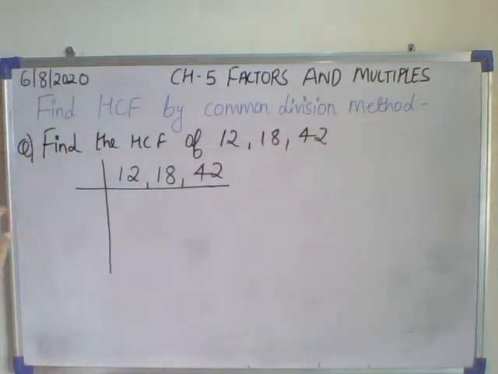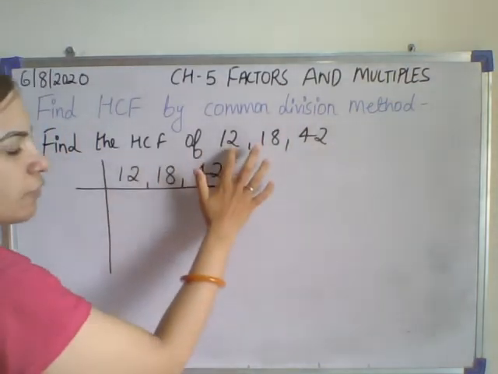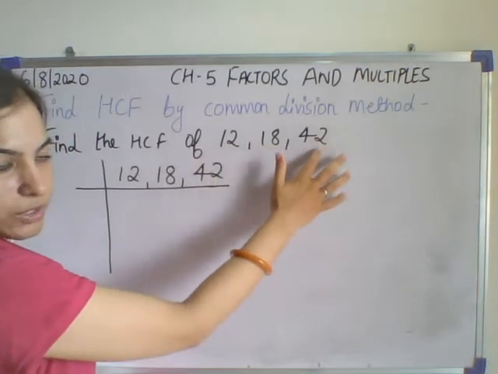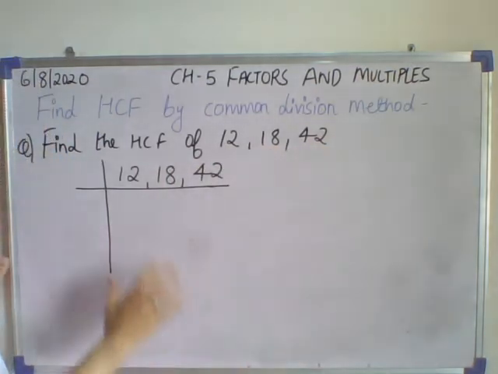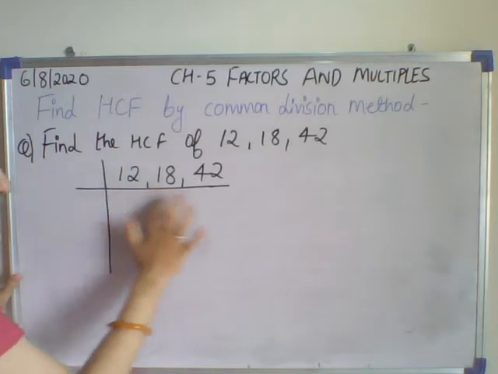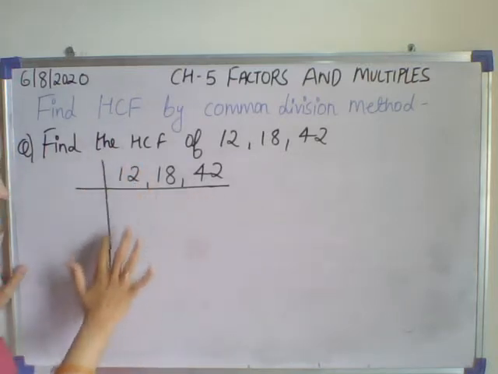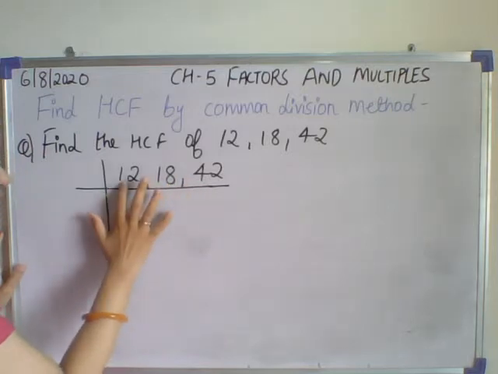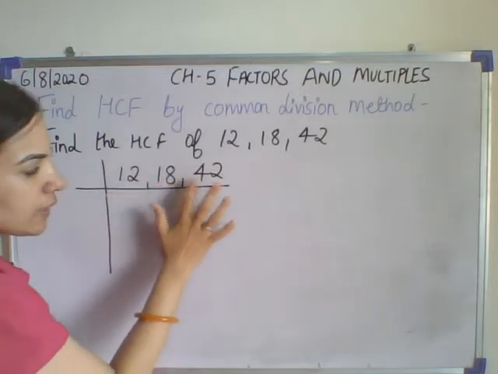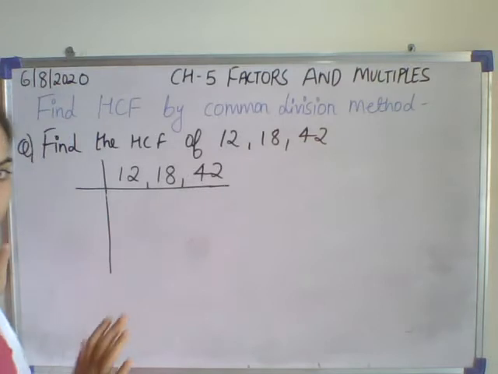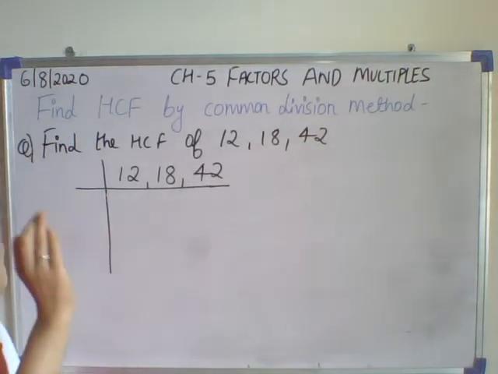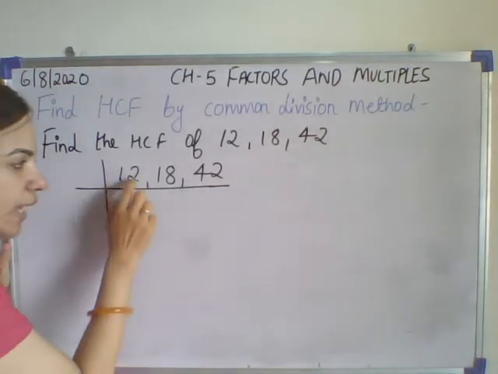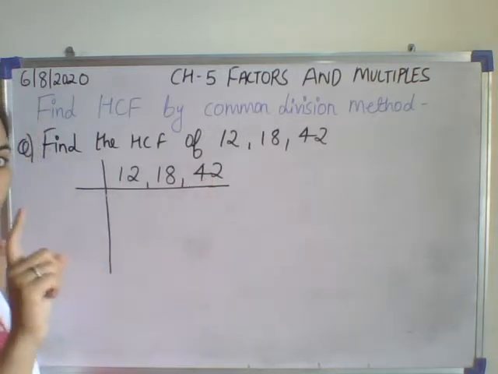So here I have written a question. You have to find the HCF of 12, 18 and 42 by the common division method. In the common division method you will first draw these lines. First this vertical line, then this horizontal line. Then you will write the three numbers, that is 12, 18 and 42, which are given in the question.